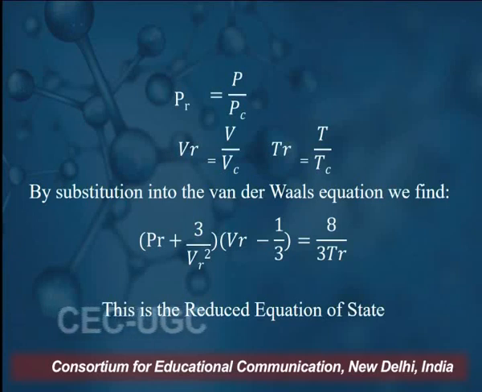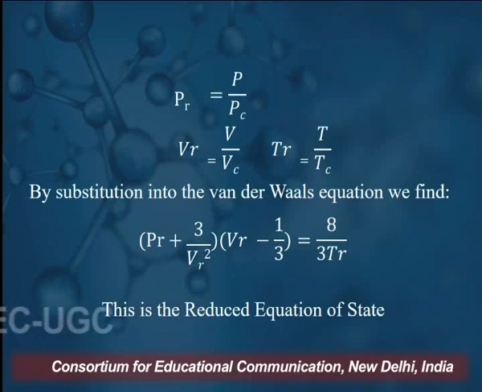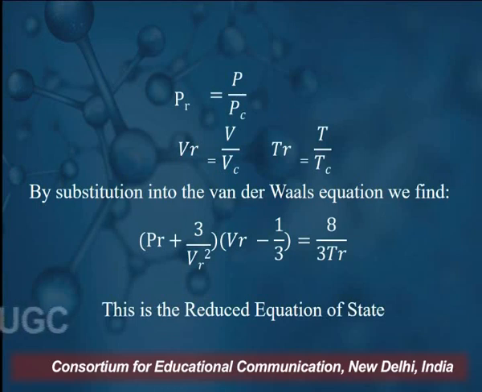If we substitute these values into the van der Waals equation, we can easily find out that (PR plus 3 by VR square) into (VR minus 1 by 3) is equal to 8 by 3 TR. Now, as you can see, this equation does not contain any constants a and b, and this is called the reduced equation of state.